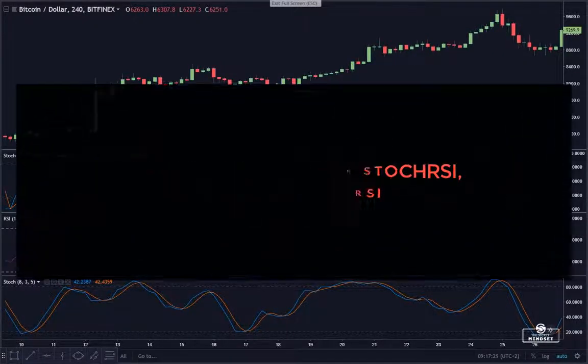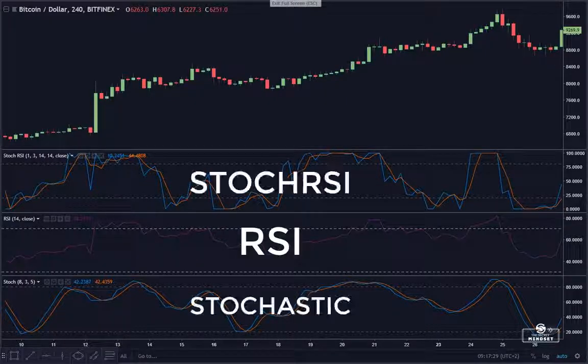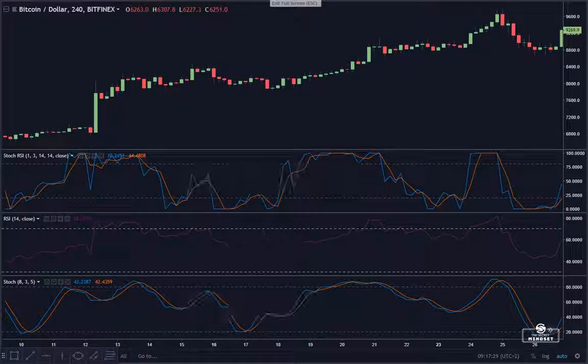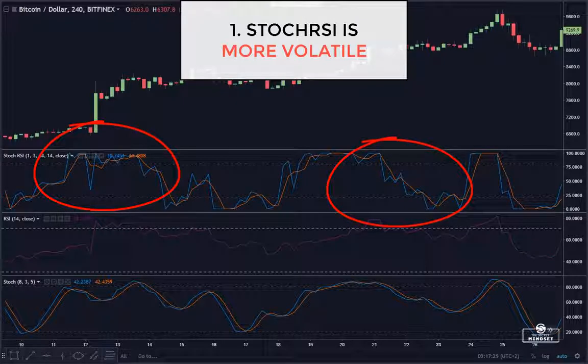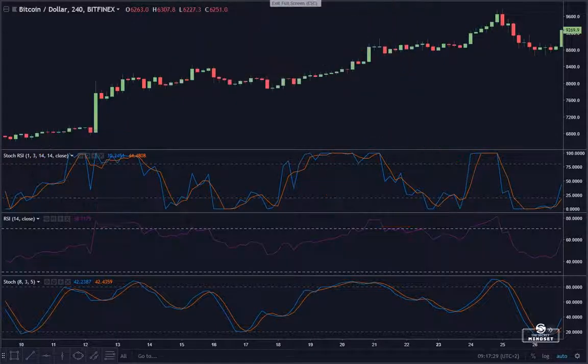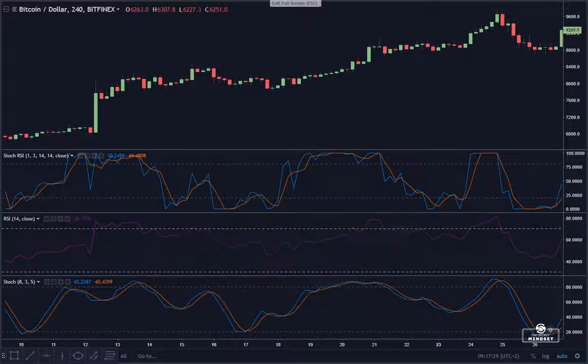Now, you might wonder, what are the differences between the stochastic indicator, the RSI, and the stochastic RSI? Let's look at this Bitcoin chart to see if we can spot some visual differences between the simple RSI, the stochastic, and the stochastic RSI indicator. From a simple glance, we immediately see that the stochastic RSI indicator is more volatile compared to the other two indicators. What this means is that it will generate a lot of noise.